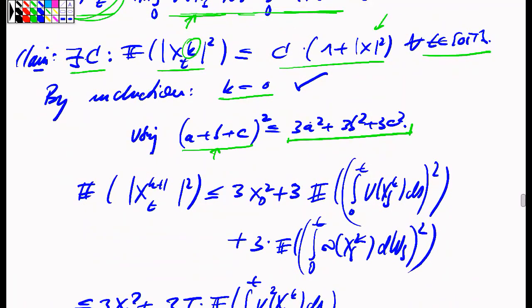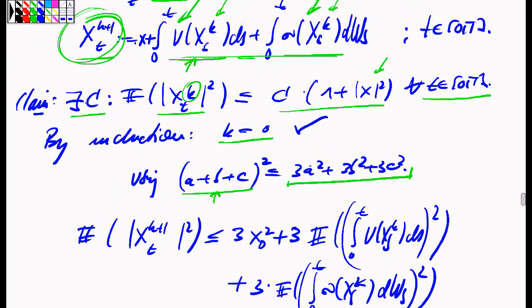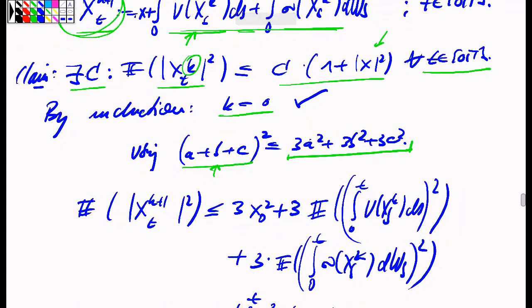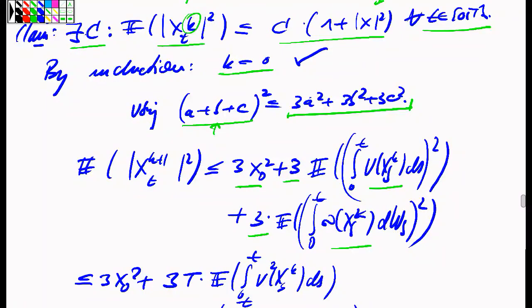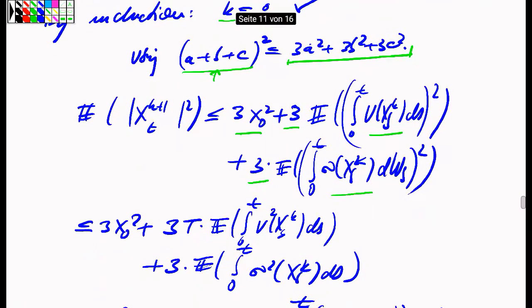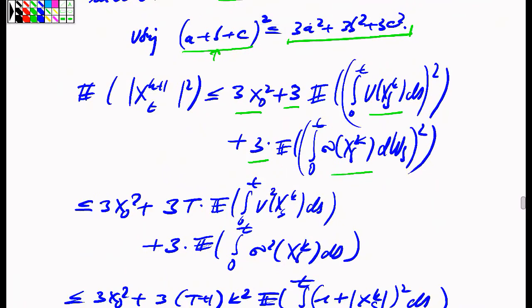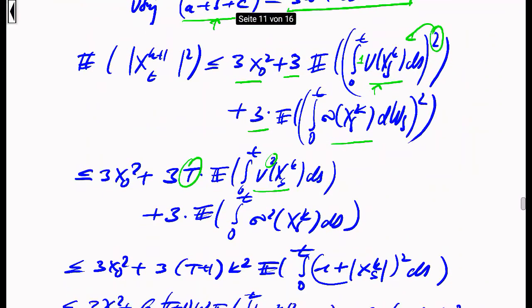Okay, so I do this inequality, the pointwise inequality first, and then I apply the expected value. Therefore, the expectation of xk plus 1 squared is bounded from above by 3 times the initial condition squared, plus 3 times the expectation of the deterministic or drift integral squared, plus 3 times the expectation of the stochastic integral squared. That's the upper bound, the first step. Then in the ds integral part, I perform a Cauchy-Schwarz inequality with the identity function 1 in order to move the square operation inside the time integral, which gives me an additional factor t in front, but then I have the v squared inside this time integral.